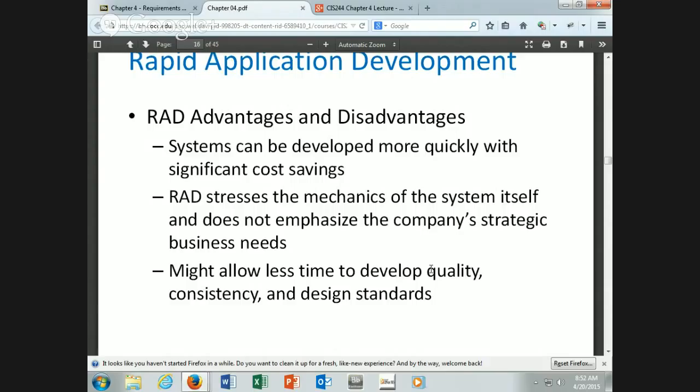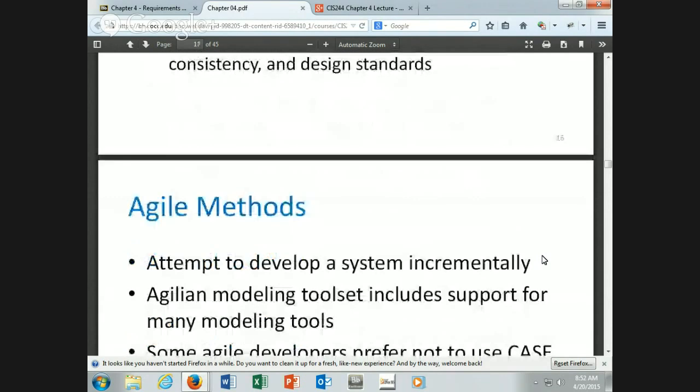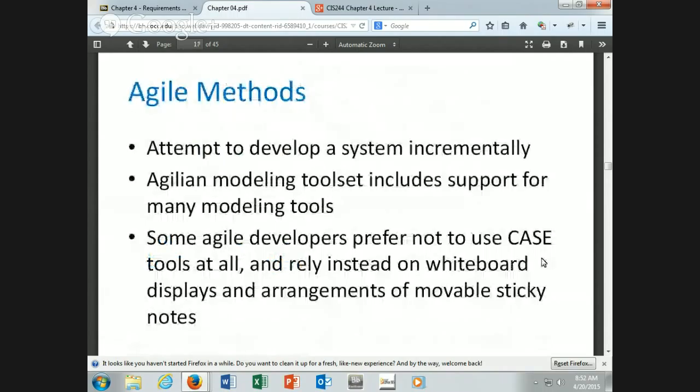Using an iPhone might allow less time for development, quality, consistency, design standards. Now, let's be pretty clear on that, though. If we have a team that we've worked with before, we all know how to work together. We all know how to meet the needs. We all know what the corporate goals are.